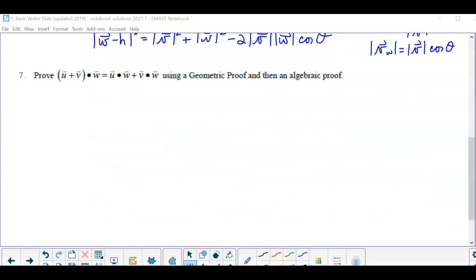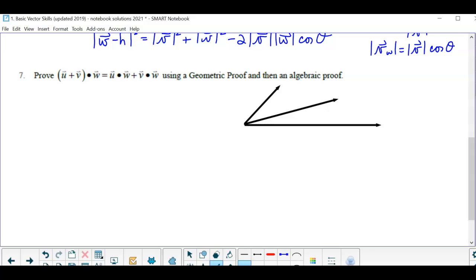Done. Okay, so last one here, prove that statement using a geometric proof and then an algebraic one. We'll do the geometric to start. So again, let's draw our little diagram here. Like that. So we need 3 vectors.